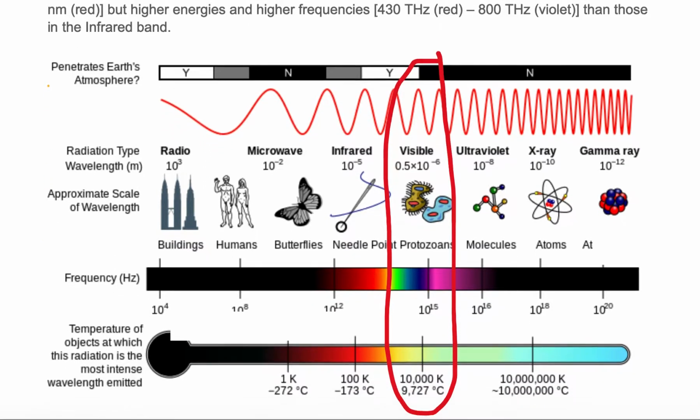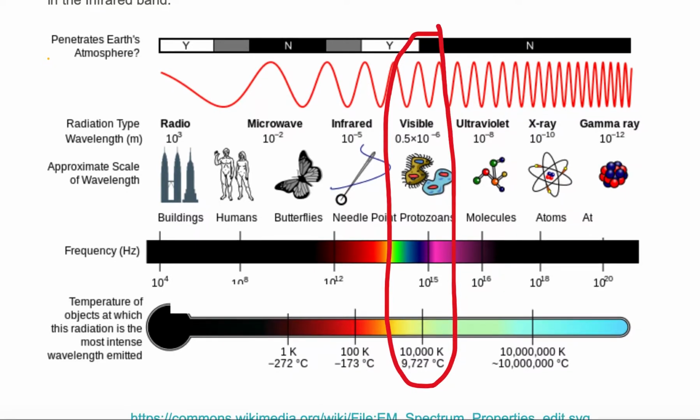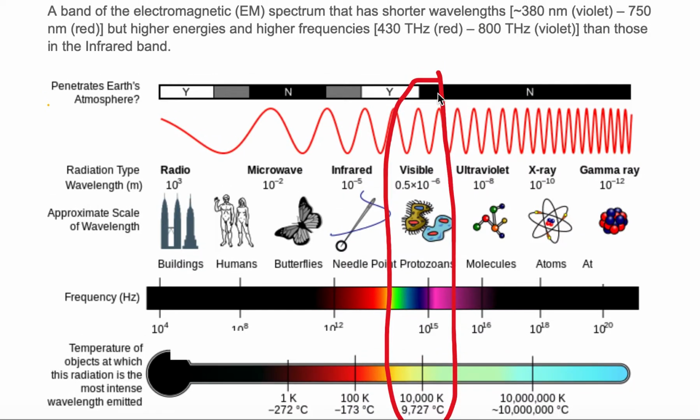So let's take a look at this visual wavelength band in the electromagnetic spectrum, which is shown here in this diagram. We circled already the visible or visual wavelength band, the band that our eyes can see in. We see in the colors from red to violet, and that makes up the visible band or the visual wavelength band. Now notice in the definition that we have shorter wavelengths than the infrared band.